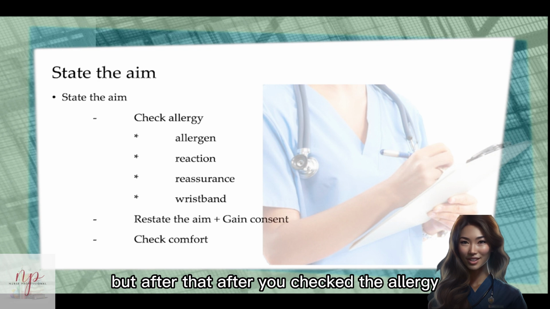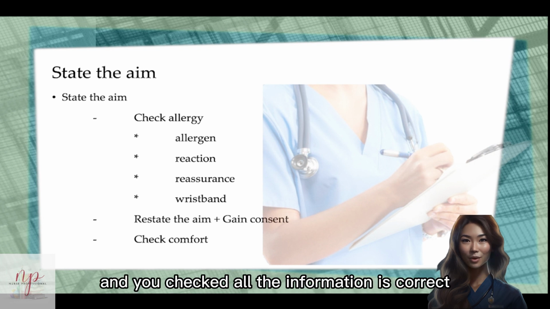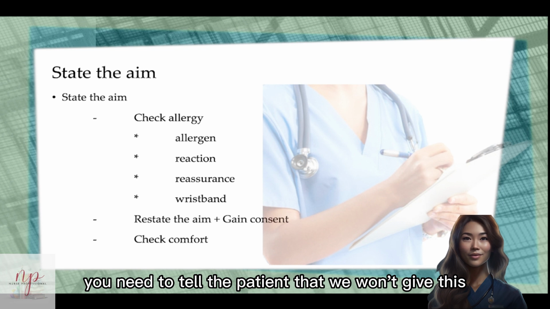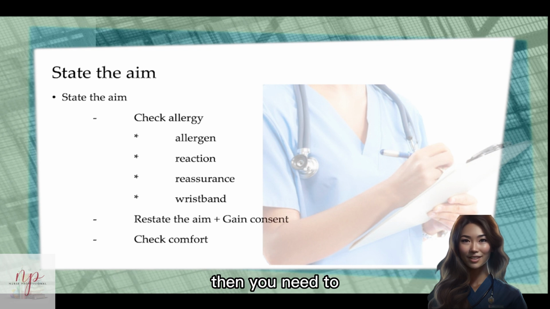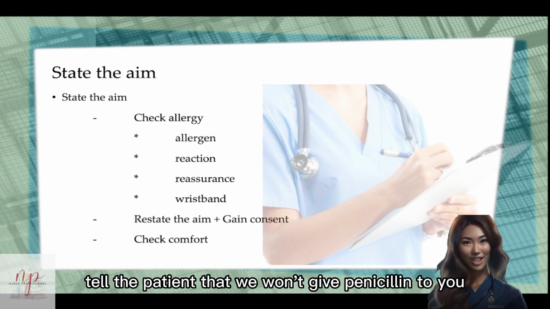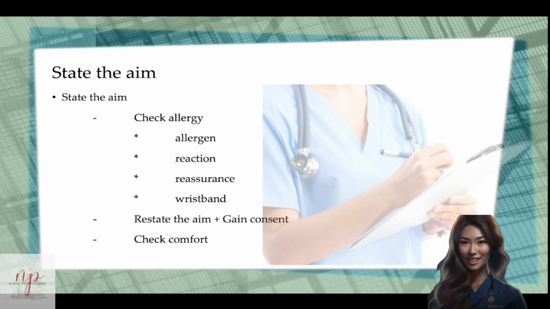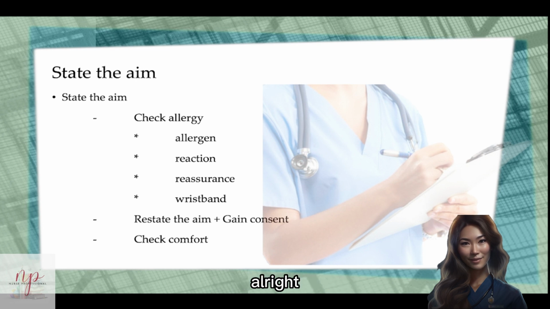But after you checked the allergy, you check the wristband is in correct color, and you check that all the information is correct, you need to give patients reassurance. You need to tell the patients that we won't give this. Let's say the patient is allergic to penicillin, then you need to tell the patients that we won't give penicillin to you. We know that you are allergic to penicillin. Therefore, we won't give this to you. You don't have to worry, alright?